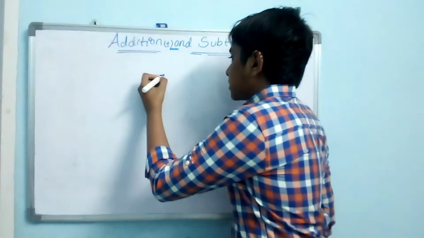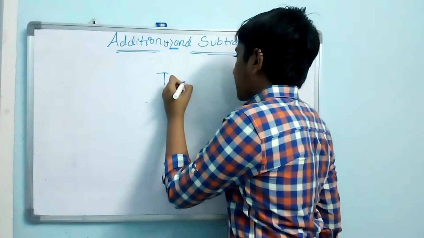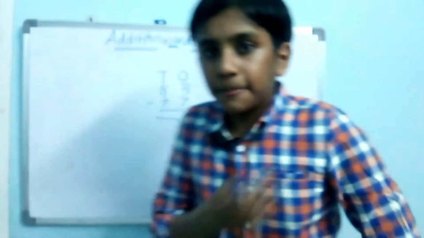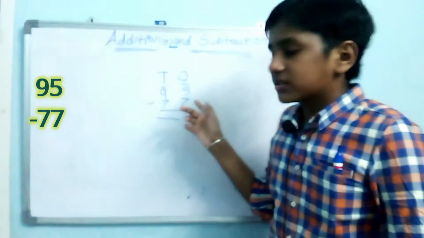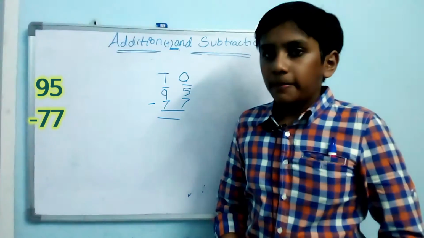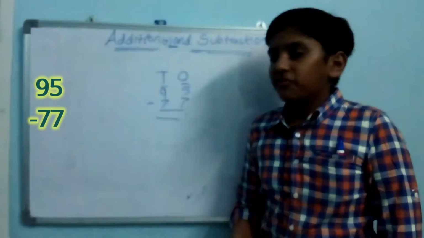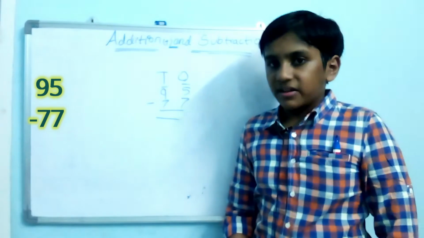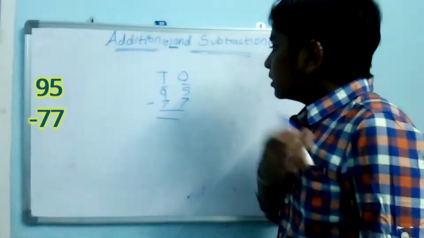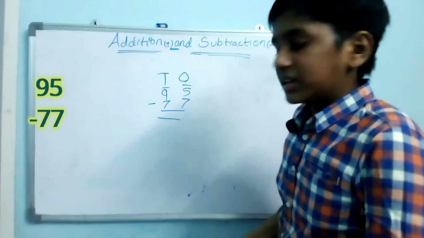Let's label first tens and ones. First, let's subtract the ones. My friends, we cannot subtract the ones because we cannot subtract 7 from 5, because 7 is bigger than 5. So let's borrow 1/10 from the tens column.